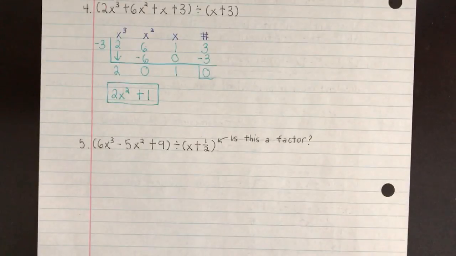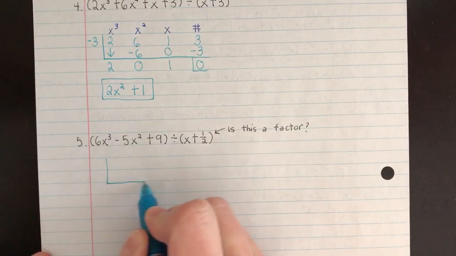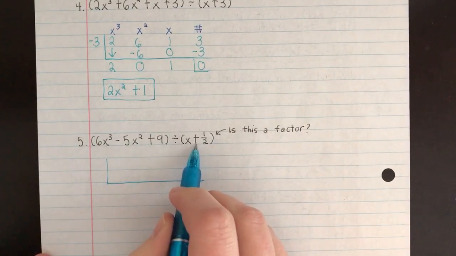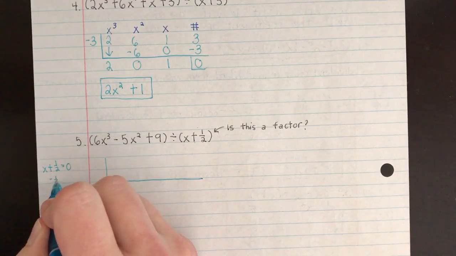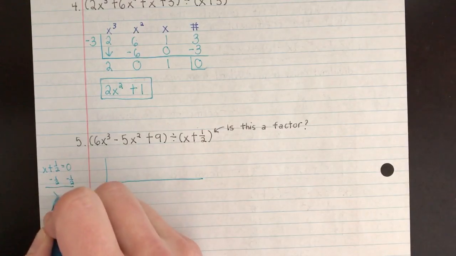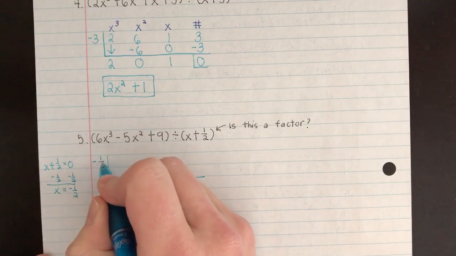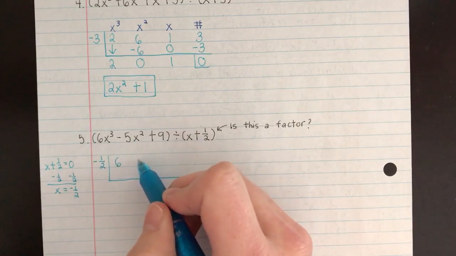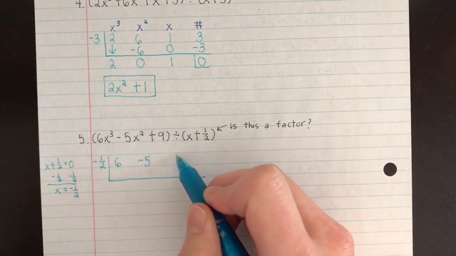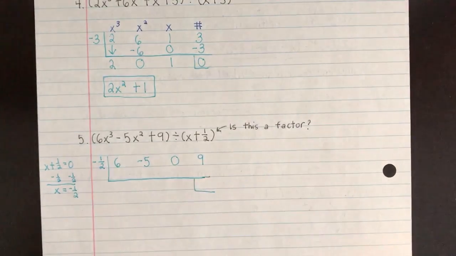Okay, last one I want to do with you guys. 6x cubed minus 5x squared plus 9 divided by x plus 1/2. Oops, excuse me, 1/2. So same thing, when you set x plus 1/2 equal to 0 and solve, you just subtract 1/2 from both sides. So same as you probably suspected, I'm just showing you that all that's going to happen is it's going to turn to a negative 1/2 that goes here. Okay, so this should be 6. The x squared term would be negative 5. There is no x term, so I need to put a 0. And then 9. Okay, and put my little box for the remainder.